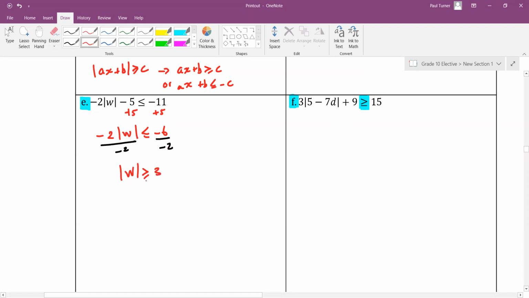So you should have gotten down to here. So this will have your two solutions. The first one is when W is positive. So W greater than or equal to 3, or W less than or equal to minus 3. So this is going to be your answer here. So on a number line, you're going to have 0 here, you'll have 3 here, that way, or minus 3 here that way for that answer.